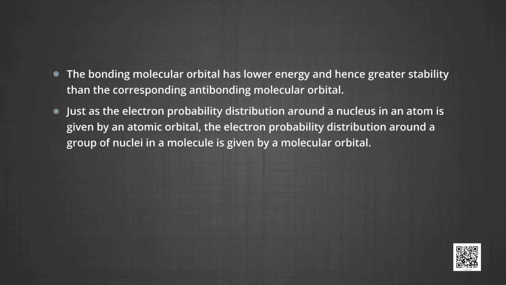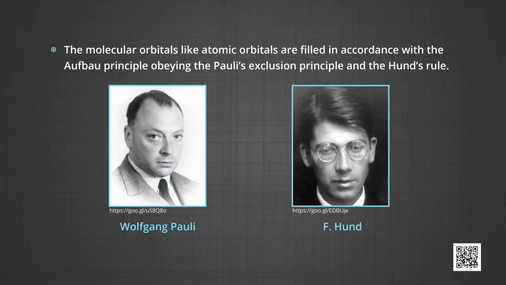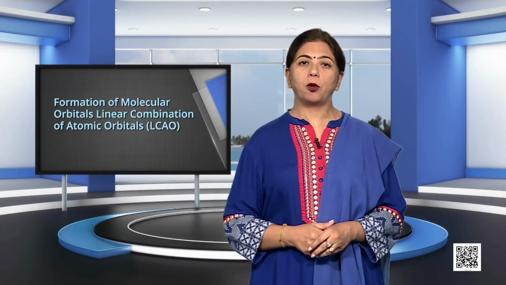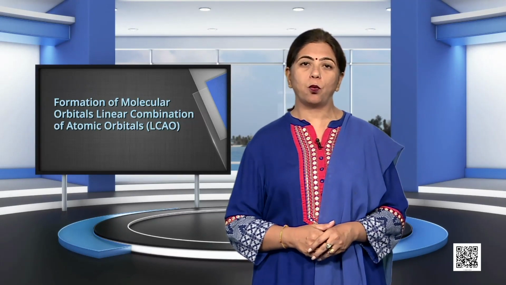Just as the electron probability distribution around a nucleus in an atom is given by an atomic orbital, the electron probability distribution around a group of nuclei in a molecule is given by a molecular orbital. The molecular orbitals, like atomic orbitals, are filled in accordance with the Aufbau principle, obeying the Pauli's exclusion principle and the Hund's rule.